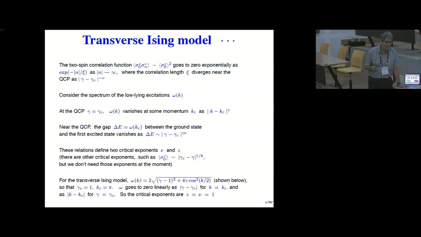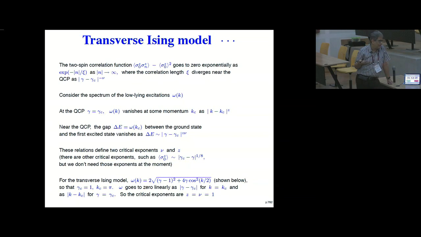So a few things now about the critical exponents. If you look at the two-spin correlation function, sigma z at site zero and sigma z at site n, let's subtract the single-spin expected value squared so that this thing actually goes to zero as n goes to infinity. Because as n goes to infinity, this breaks up into a product of these two, and that cancels this term. So this object always goes to zero, whether you're in the ordered phase or the disordered phase. It goes to zero exponentially, as e to the power minus n by xi, for very large n. And this correlation length xi diverges as you approach the quantum critical point as gamma minus gamma c to some power minus nu. So that is the definition of one of the critical exponents, nu, in this problem.